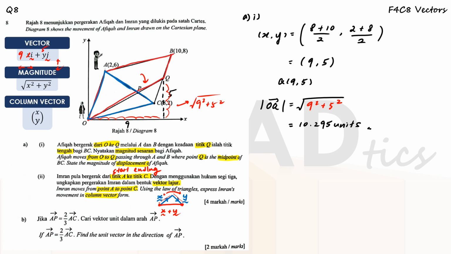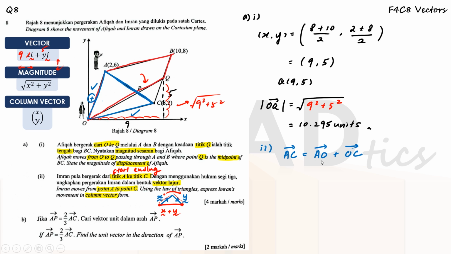So in order to use the law of triangles, we need to find the vector for this and add them up together. Okay, so in order to find the vector AC, I will use this way: A to O plus O to C, using the law of triangle way.